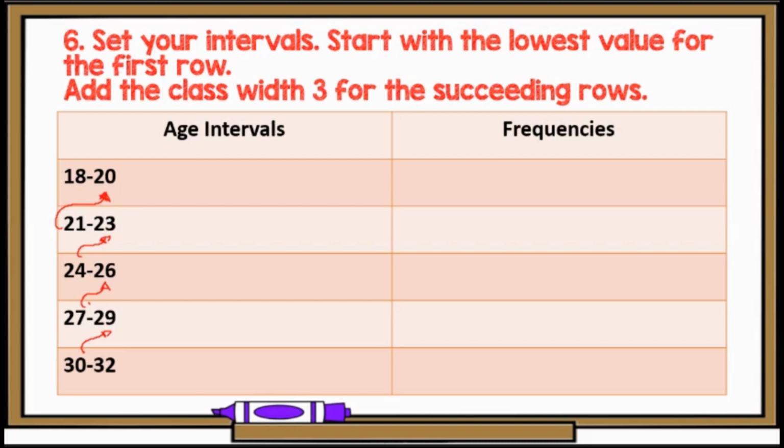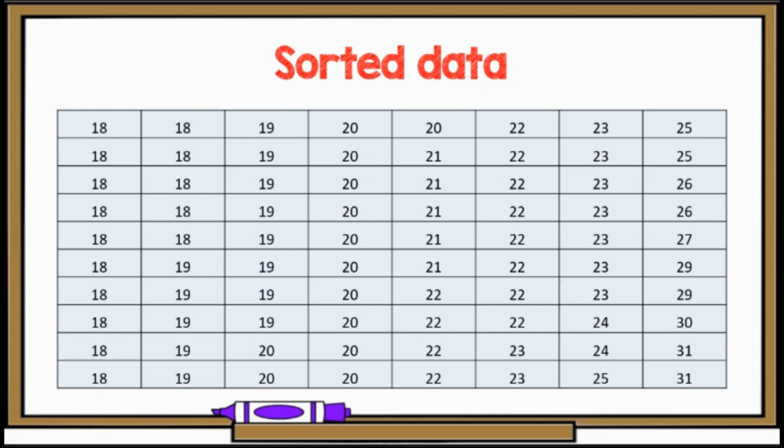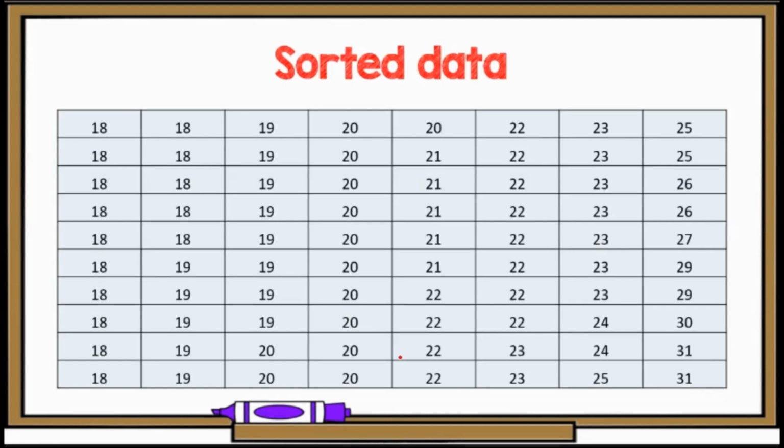Next, balikan natin yung sorted data natin earlier. Kasi, bibilangin na natin kung ilan yung members for each class or ilan yung nag-respond for each age class. Simulan natin sa 18 to 20. Ilan sila na 18 to 20 years old? So, meron tayo dito 10 rows, 1, 2, 3, 4, 5, 6, 7, 8, 9, 10. Hanggang 20, meron tayong dito. So, this is total of 40 na kaagad.